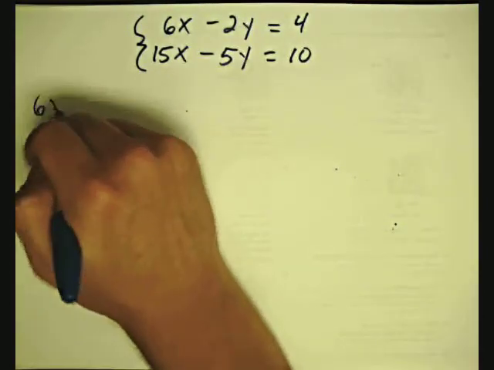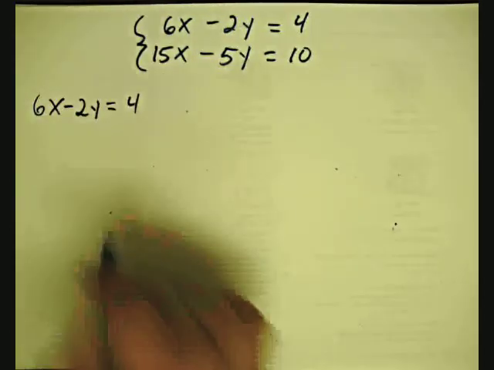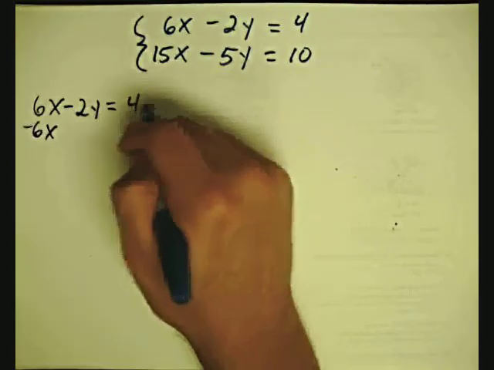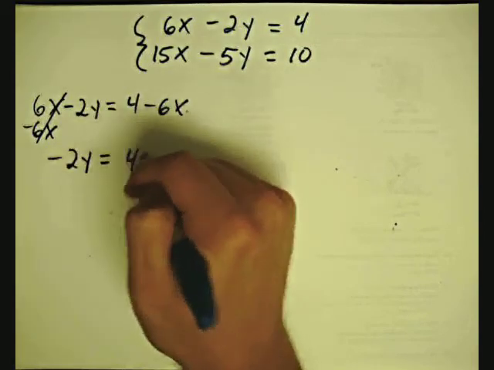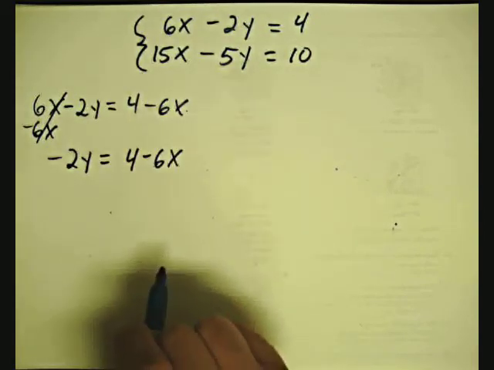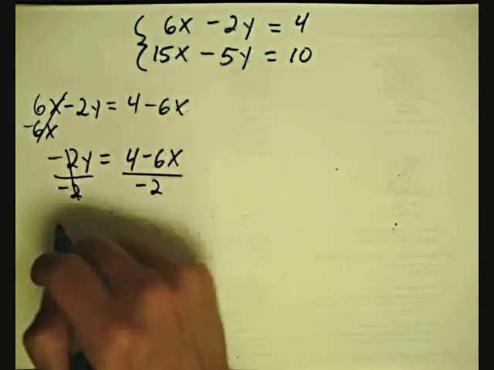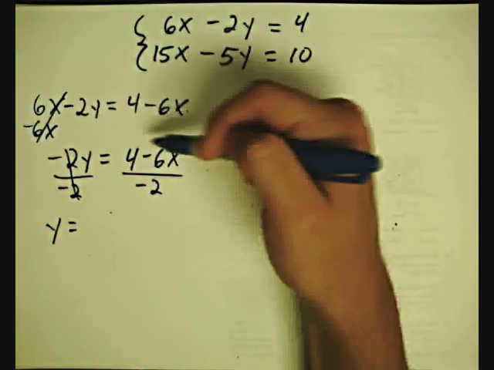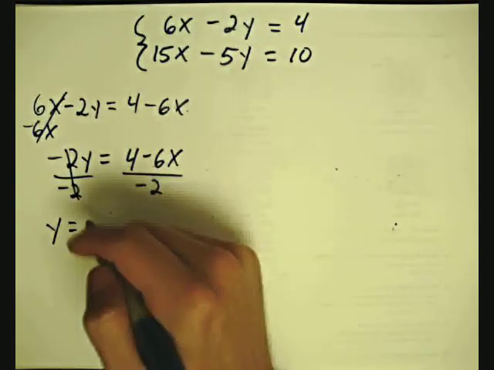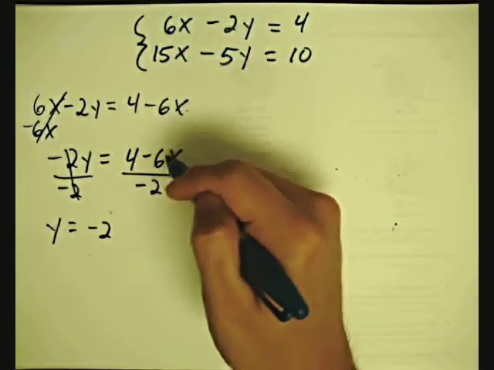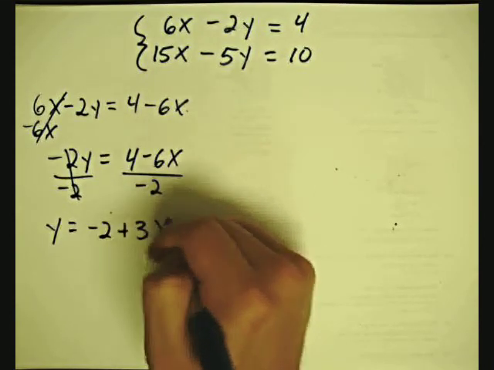So we're going to take 6x minus 2y equals 4 and solve for y. So we'd start by subtracting 6x. Negative 2y equals 4 minus 6x. And then next, divide by negative 2. And we get that y equals, both of these are to be divided by negative 2. So 4 divided by negative 2 is negative 2. And negative 6 divided by negative 2 is positive 3, so plus 3x.